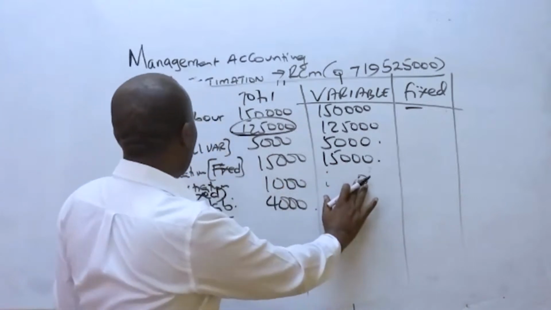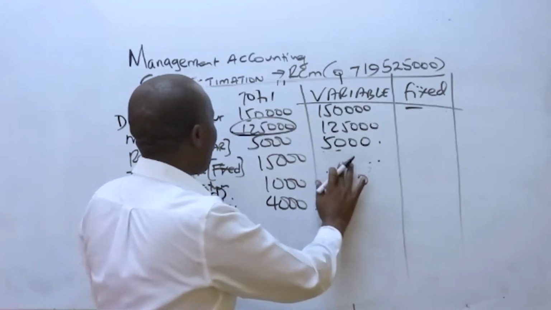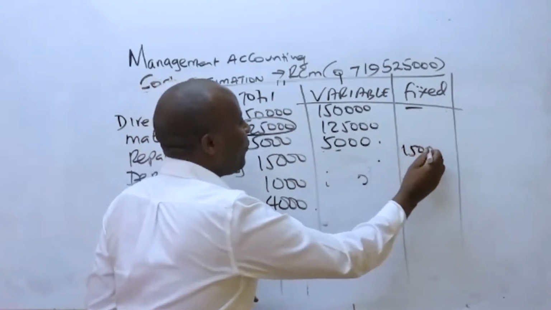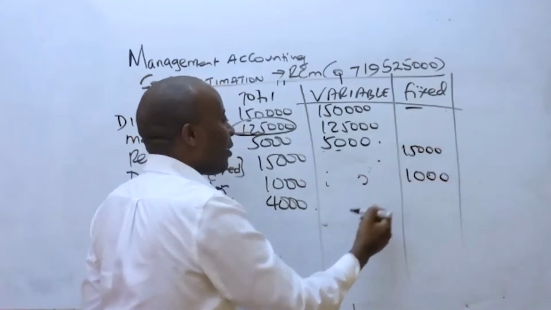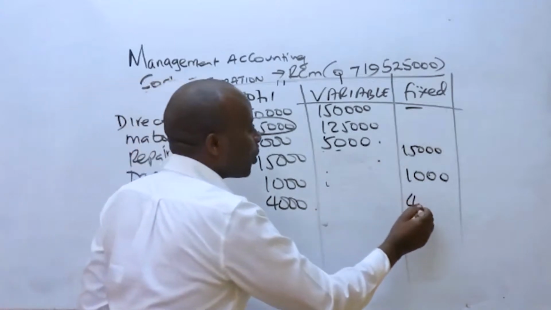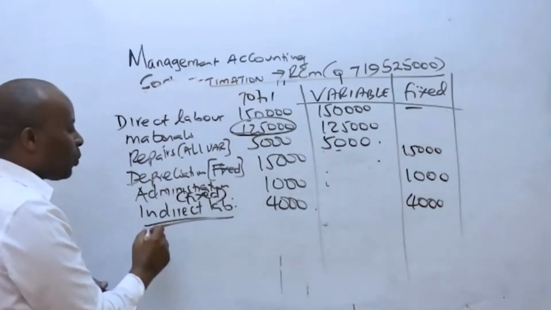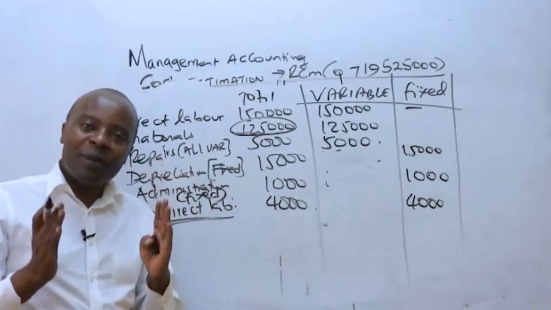Sorry for that. So administration, we lost it a long time ago. Ladies and gentlemen, depreciation is fixed. It's supposed to be slotted under the fixed column, yes. Administration is fixed, supposed to be slotted under fixed, yes. And then, of course, all indirect expenses are fixed. So basically, that will be our rule.